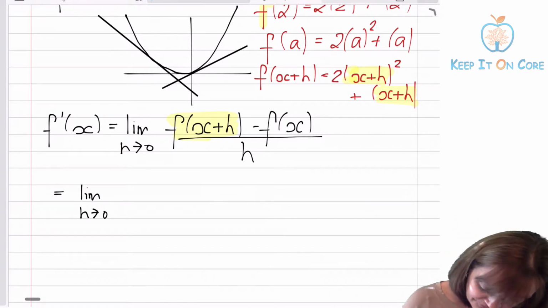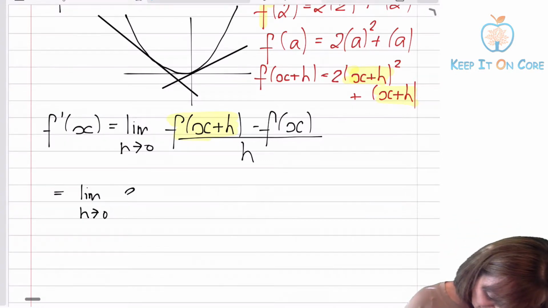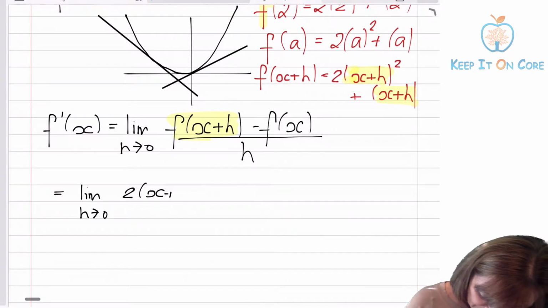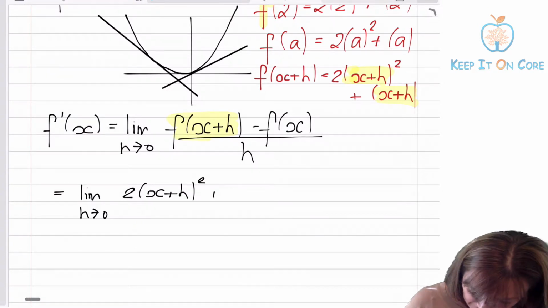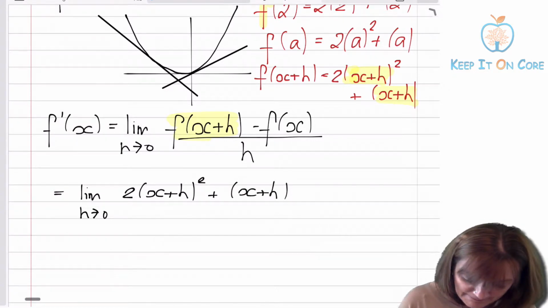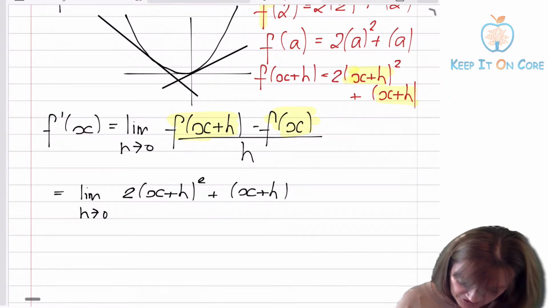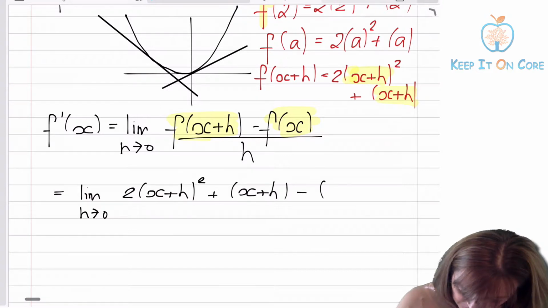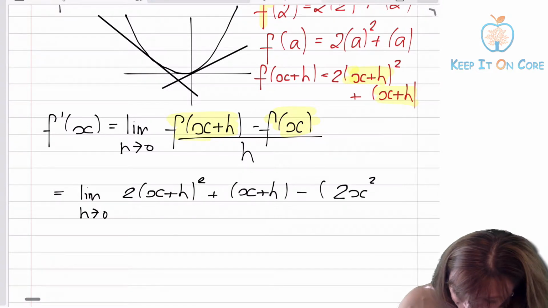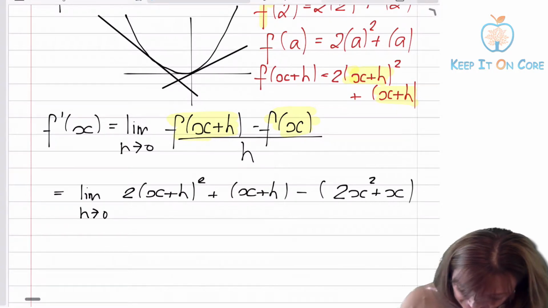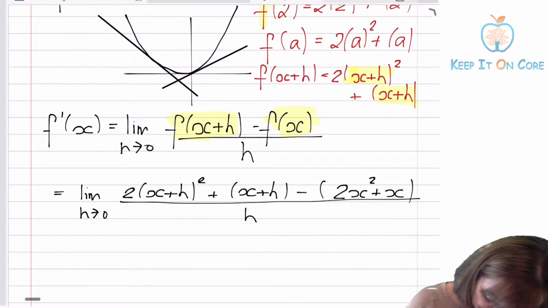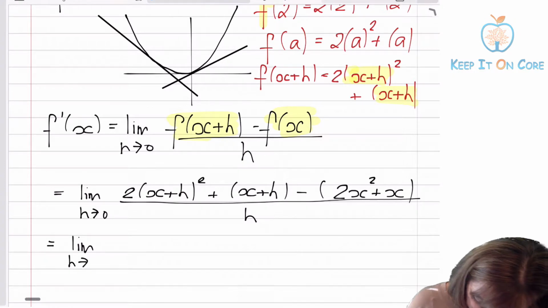So I've got f of x plus h, which was 2 times x plus h squared plus x plus h. That was my f of x plus h, minus f of x. Now, f of x was just the original f of x equation, which was just 2x squared plus x. And this is all over h. Limit of h tending towards 0.